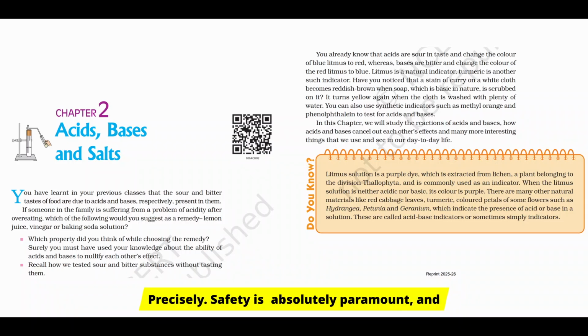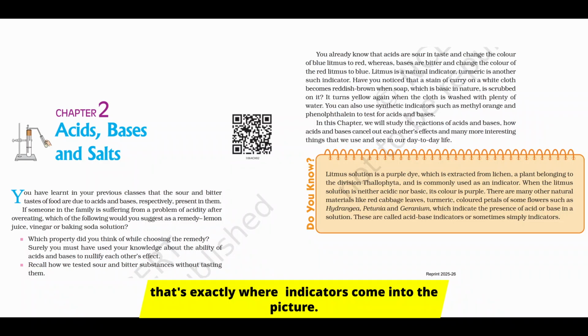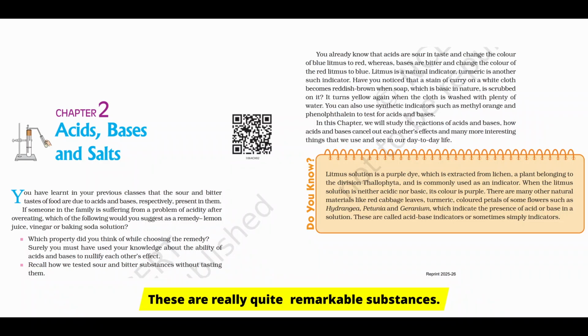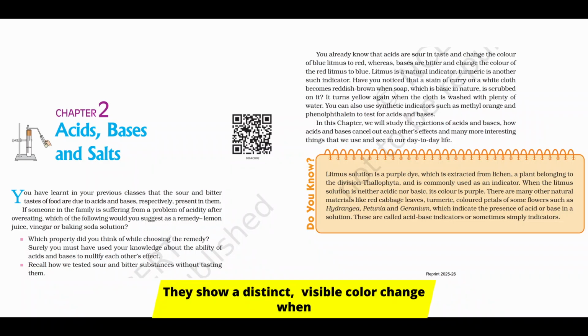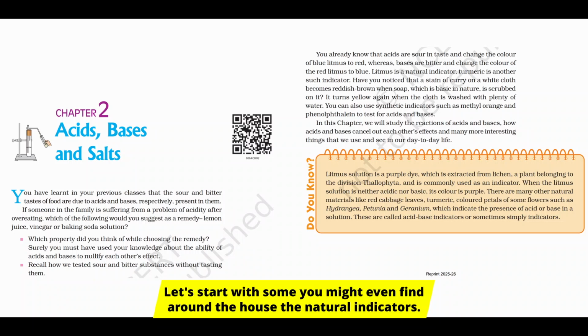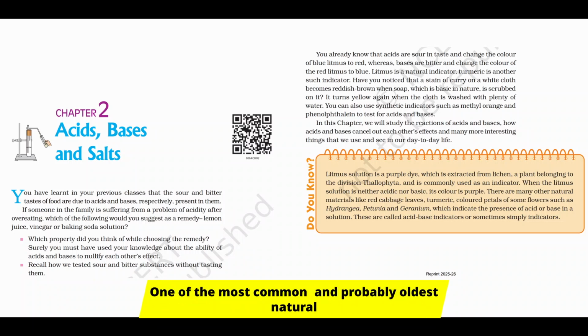Precisely. Safety is absolutely paramount. And that's exactly where indicators come into the picture. These are really quite remarkable substances. They show a distinct, visible color change when they come into contact with either an acidic or a basic medium. Think of them as chemical traffic lights, signaling the nature of the solution. Let's start with some you might even find around the house, the natural indicators.